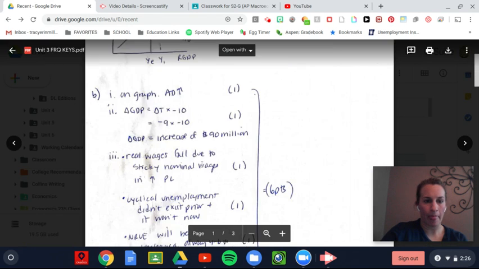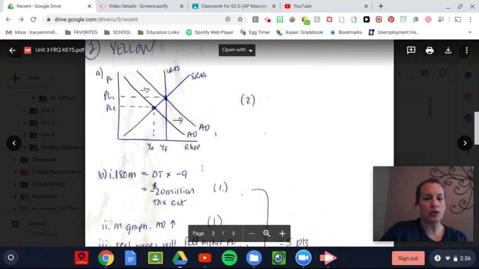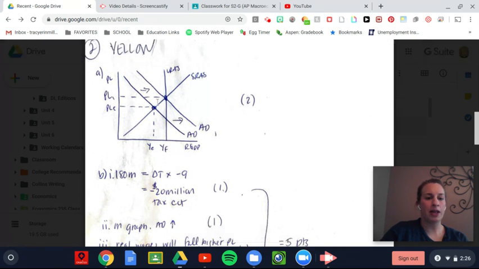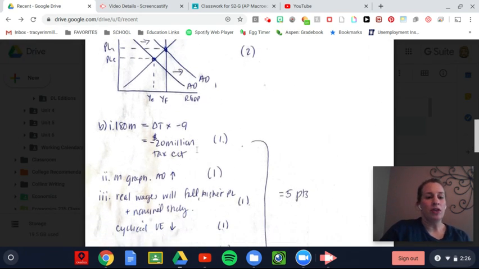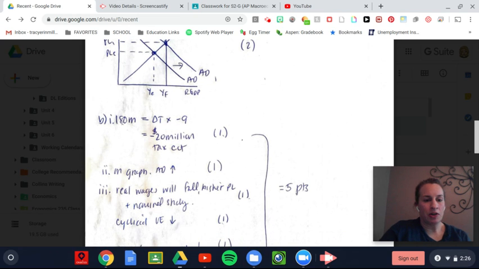Okay, so for number two, again, we're starting off with a recessionary gap. So PLE and YE, aggregate demand is going to be over here to the left of full employment. You're going to get 2 points for putting that aggregate demand in the correct location, and then the long run to the right of it. The size of the recessionary gap was $180 million.